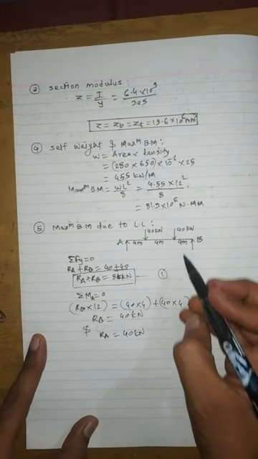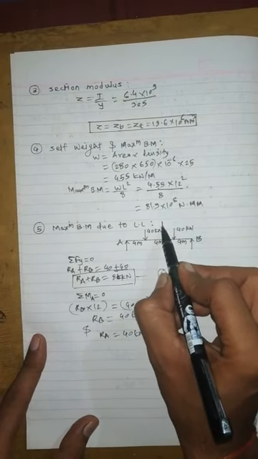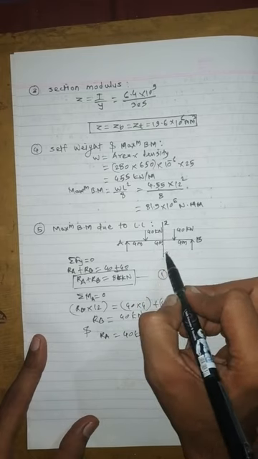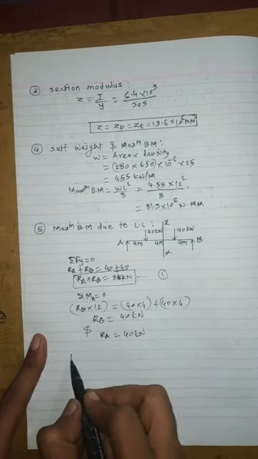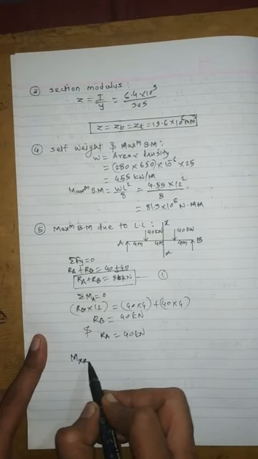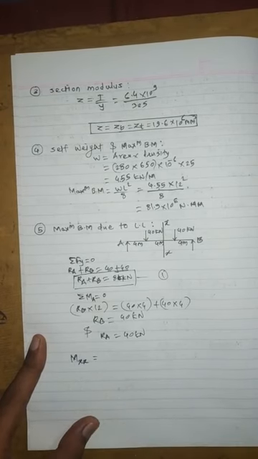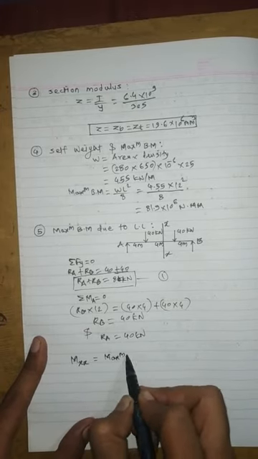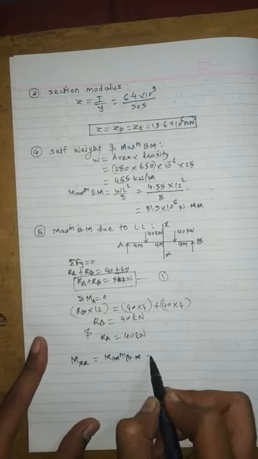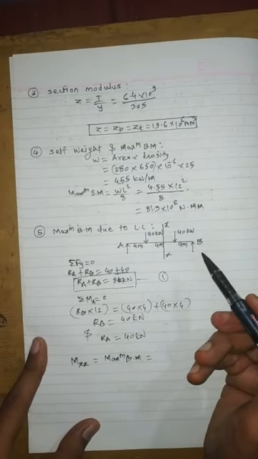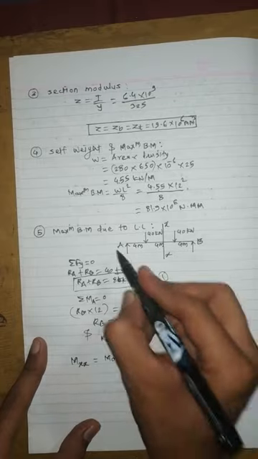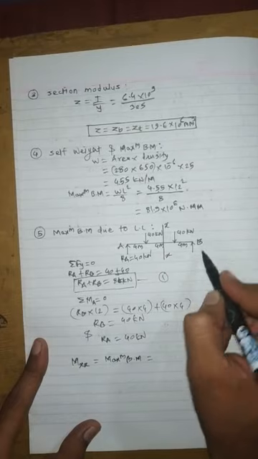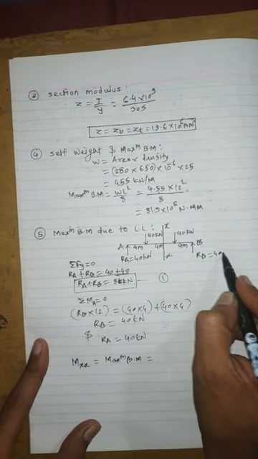Then to find maximum BM, we have to consider the section at center. Here consider this section XX. So to find moment about this section XX, that is maximum BM. MXX means it is maximum BM. So consider moment either from left side or from right side. So we know reaction at A equal to 40 kilonewton and reaction at B equal to 40 kilonewton.